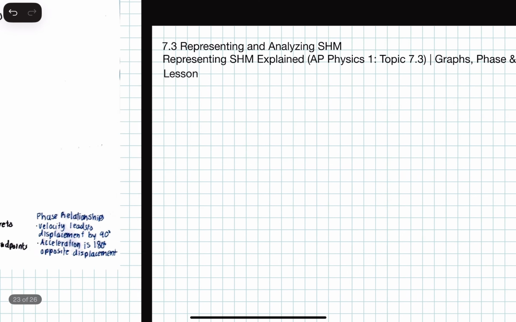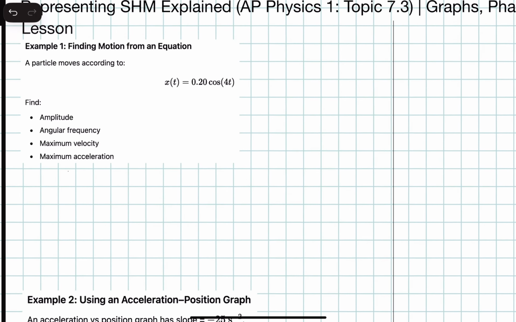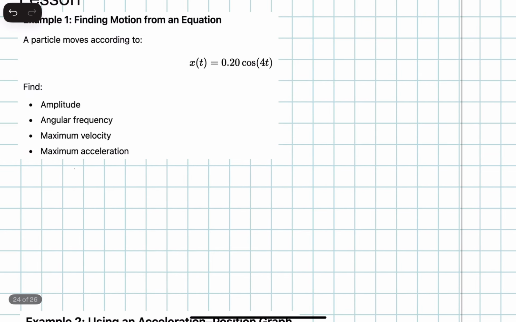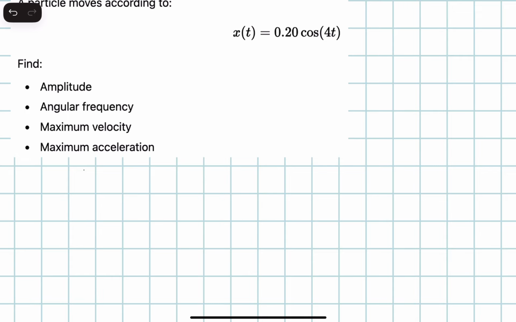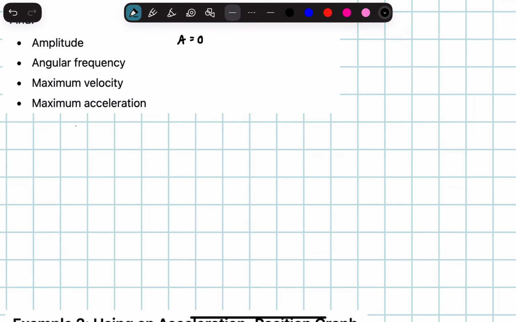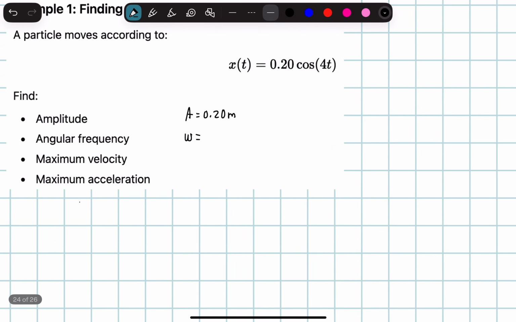Now we can start with some examples. So let's say we have a particle that moves according to x of t is equal to 0.2 cosine 4t. We want to find the amplitude, the angular frequency, the maximum velocity, and the maximum acceleration. So the amplitude is going to be equal to 0.20 meters. The angular frequency is going to be equal to 4 rad per second. So this comes from here. You're just identifying where these things are in the relationship.